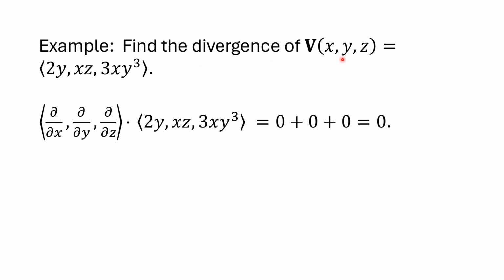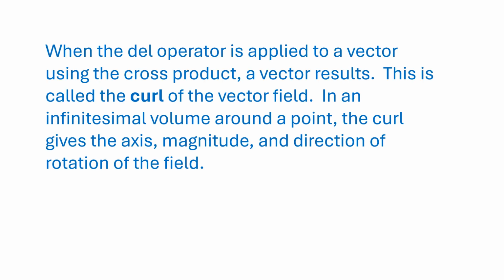Another example, find the divergence of V(x,y,z) equal to 2y, xz, 3xy cubed. We can take the partial with respect to x of 2y. That's going to give me 0. The partial with respect to y of xz is going to give me 0. And the partial with respect to z of 3xy cubed is going to give me 0. So adding three zeros, I get 0. So here the field has no divergence. It is steady.